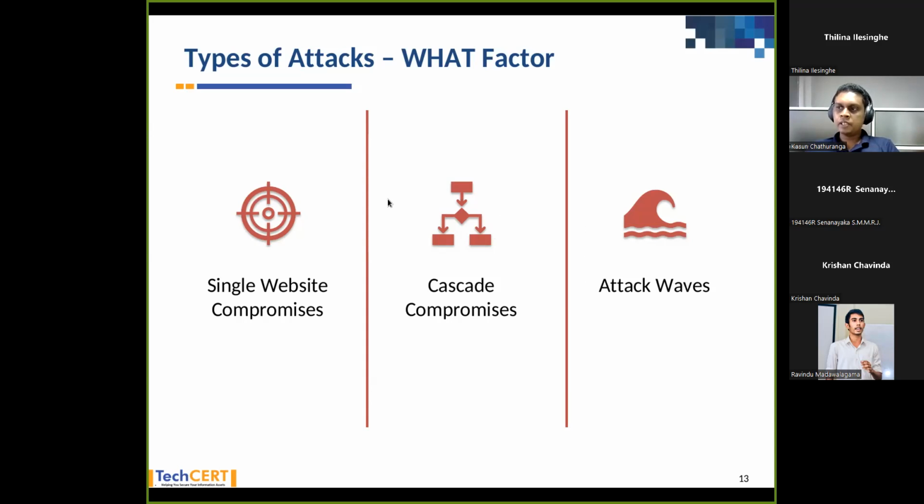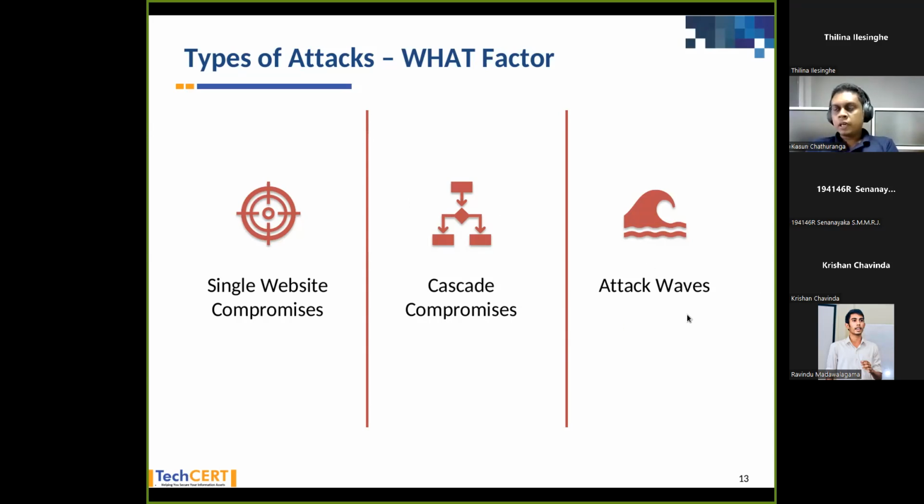Cascade compromise means many websites are hosted on the same server or location, and they are not segregated in a secure way. One site gets hacked, and it leads to cascade compromises, since the attacker can navigate all through the web server and get other sites infected too. The other thing is attack waves.